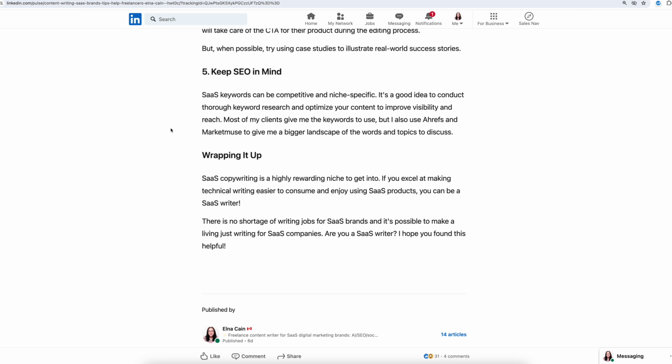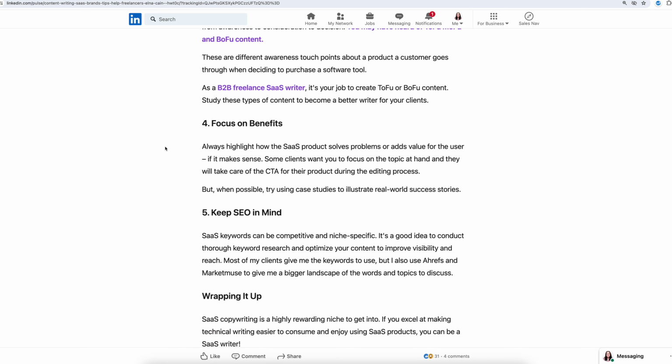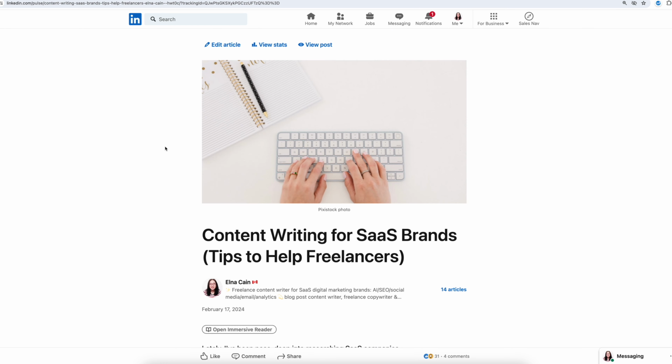Keep in mind about SEO and keywords. SaaS keywords are oftentimes competitive, but they're oftentimes niche specific, which means that they may not have a lot of traffic. So it's a good idea to conduct keyword research when you're writing for clients, so that you're optimizing your content to improve that search engine visibility. Now, most of my clients give me the keywords to use, but I also use Ahrefs and MarketMuse, those are SaaS tools, to give me a better landscape of the words and topics to discuss. Those are the things to help you become a SaaS writer or a better SaaS writer.